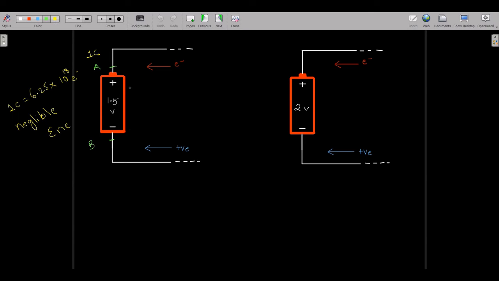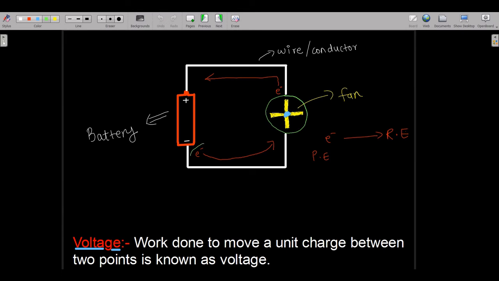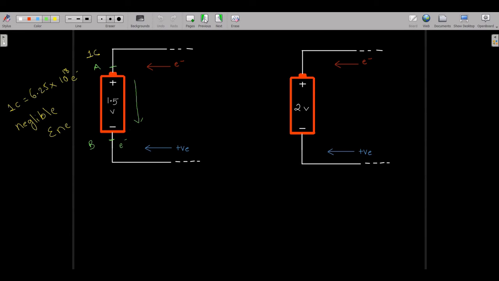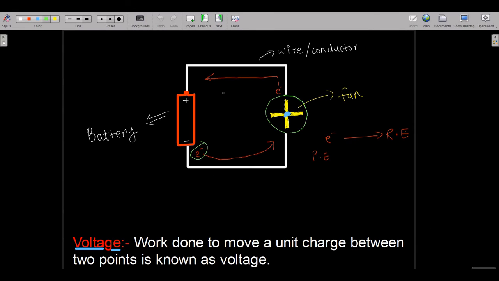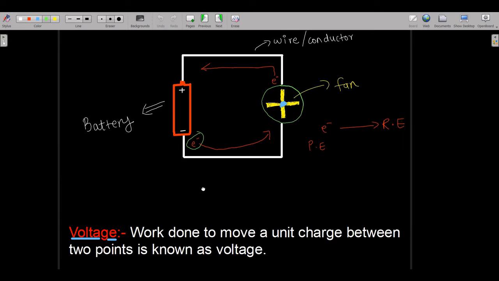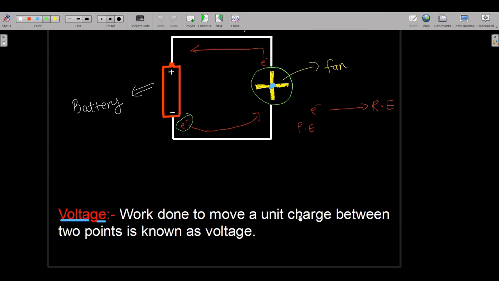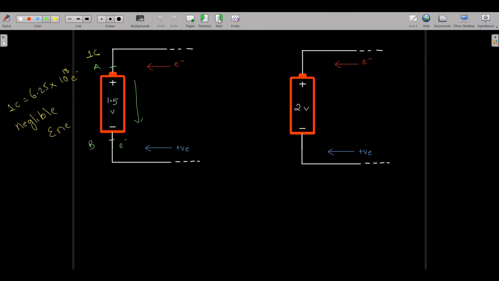Now while moving through the battery, the electron will again gain certain energy, and that energy would be equal to this particular energy. That means the electron would gain the same energy. So what does voltage mean? Work done. Work done to move a unit charge between 2 points is known as voltage.